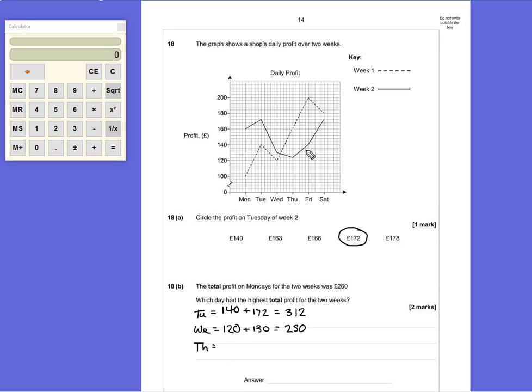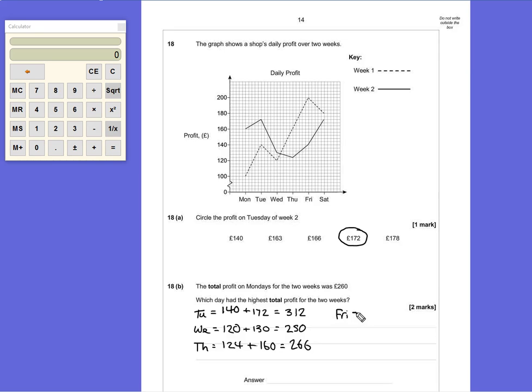If we try Thursday, this has a bottom line here of 124 and a week 2 line here of 160. That means on Thursday the profit was £266.